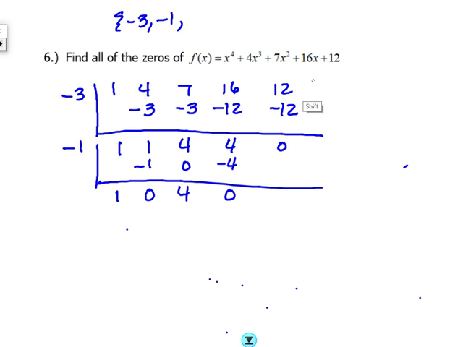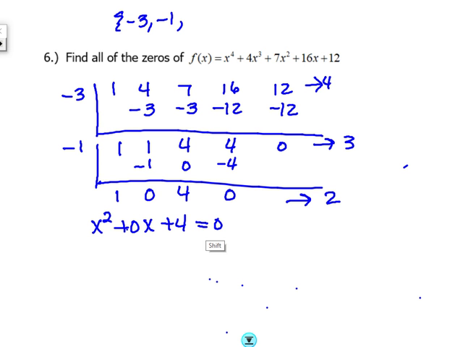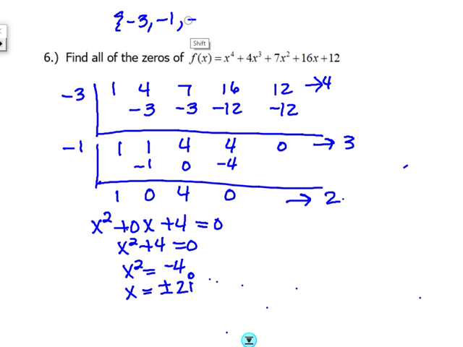All right, what degree are we? This was degree of 4, then degree of 3, so this must be degree of 2. So this is going to translate to x squared plus 0x plus 4, which is x squared plus 4 equals 0. All right, solve it. Square root both sides. Don't forget your plus or minus. Square root of 4 is 2, and because it's negative, I got an i. So here are my 4 solutions: negative 3, negative 1, negative 2i, and 2i.